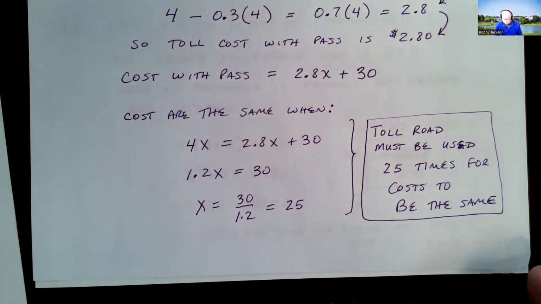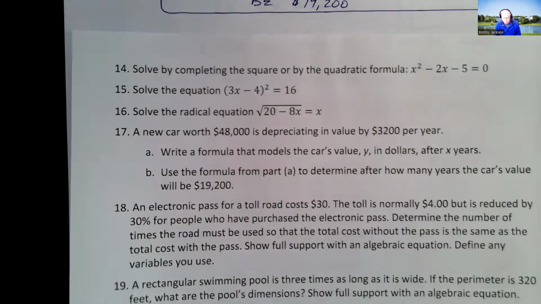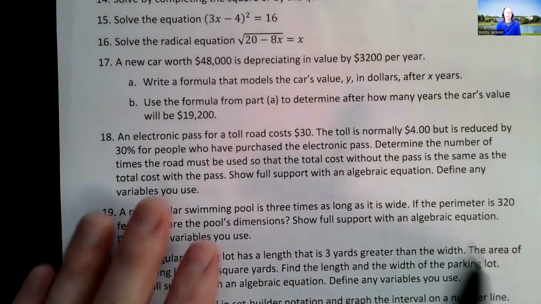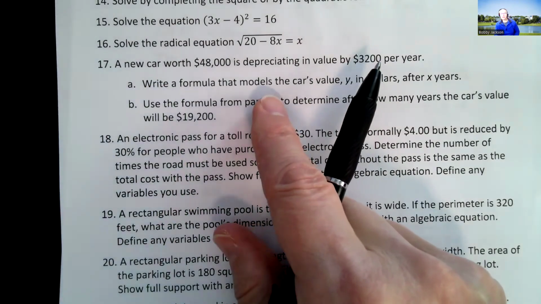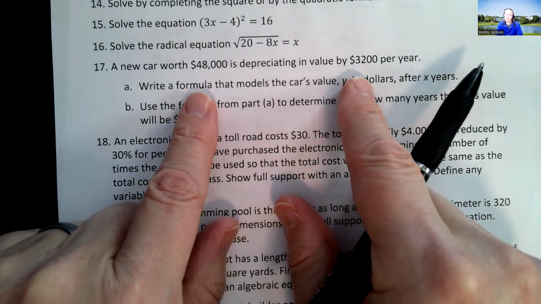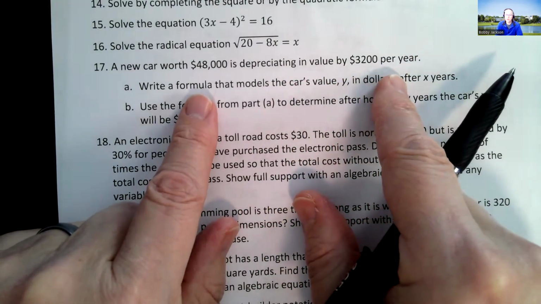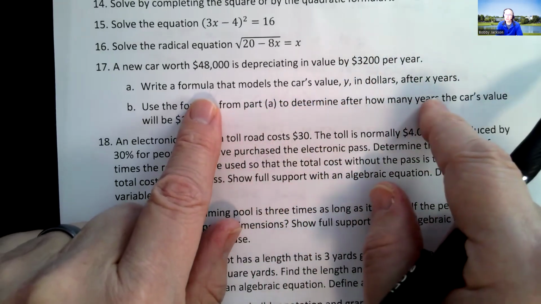Now, let's go back to number 17. Sorry, I was supposed to start with 17. I started with 18 for some reason. 17 is also a modeling problem. Here we have a new car worth $48,000 that is depreciating in value by $3,200 per year. So write a formula that models the car's value y in dollars after x years.